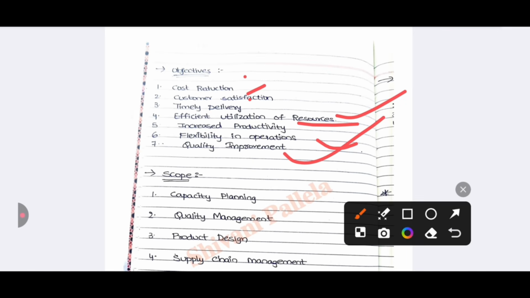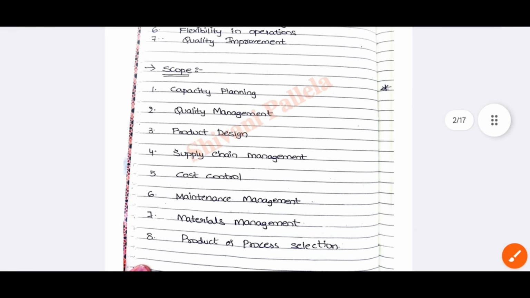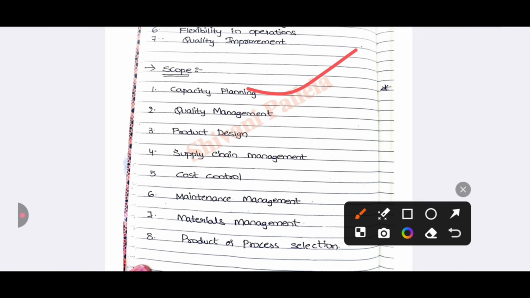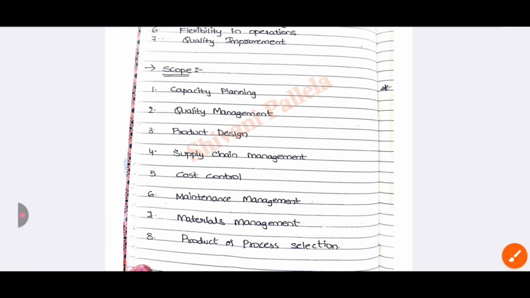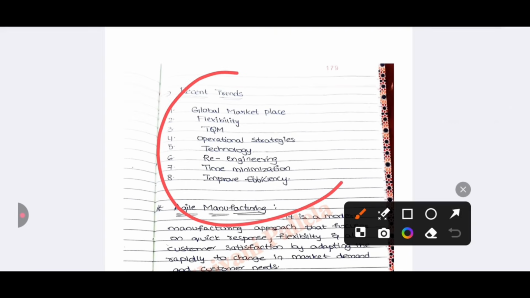In the examination you need to elaborate the points in 2 lines. If they are asking about the scope, the same points apply. Capacity planning, and quality management can be achieved with the help of this operations management. Product design, supply chain management, cost control, maintenance management, materials management, process selection. These are the various key points you can achieve with the help of operations management. Even if they ask about recent trends, globally it has been transformed.